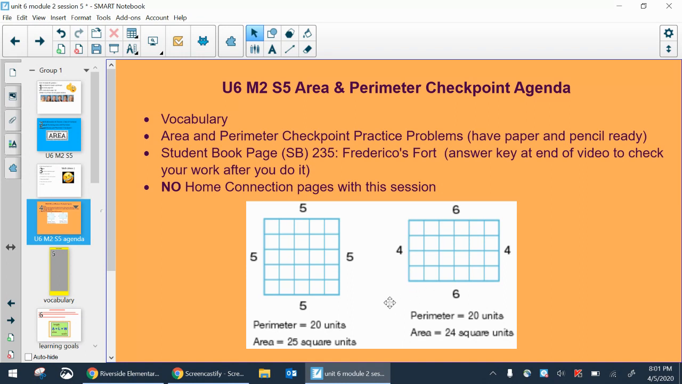All right, I have a little visual down here that is reminding us the difference of perimeter versus area. So if you want to check out that little visual as well.